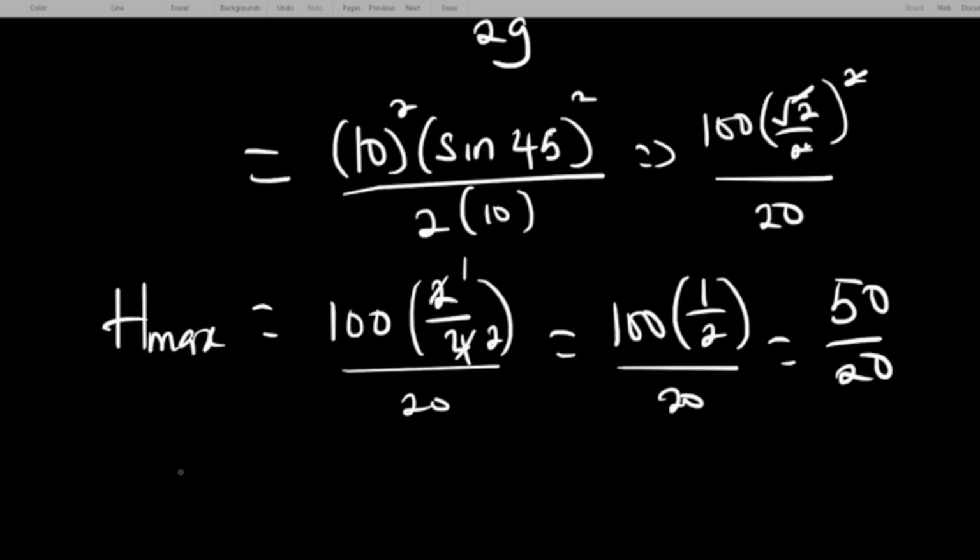So the maximum height h max is equal to 50 divided by 20 is 2.5, and the unit is in meters.